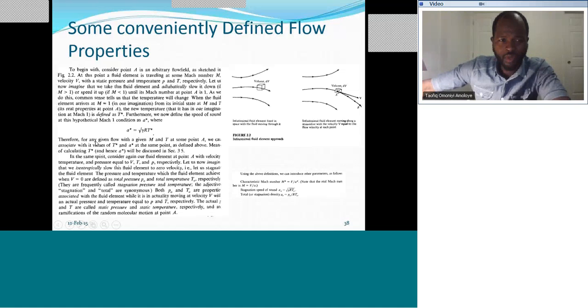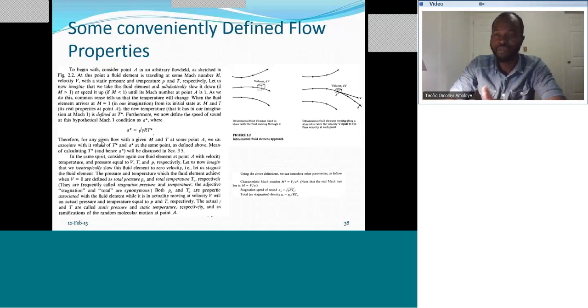So therefore, for any given flow with a given Mach number and temperature at some point A, we can associate with it values of T star and A star at the same point as defined above. We will be looking at the means of calculating T star and A star later on.